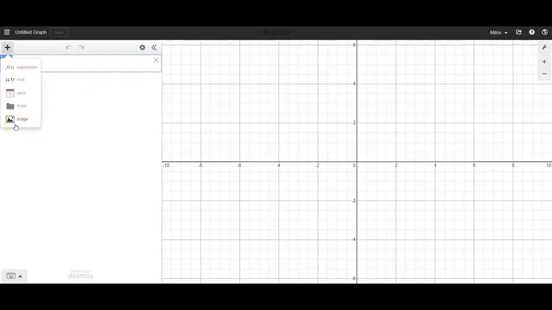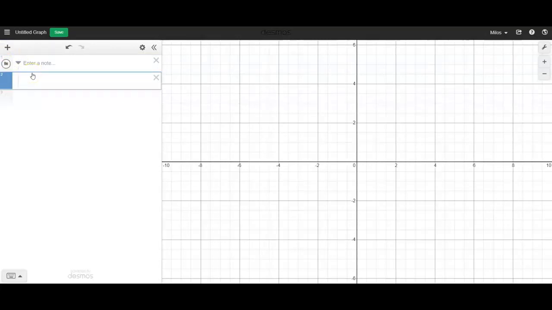There are a few things you can do in here. You can't actually put an image on the graph. Well, I don't think we'll have a need to do that, but you can enter a function, give yourself some notes, put in a table, put in a folder. Especially if you're going to have a lot of things, having a folder is convenient because in this folder you can say add an expression.